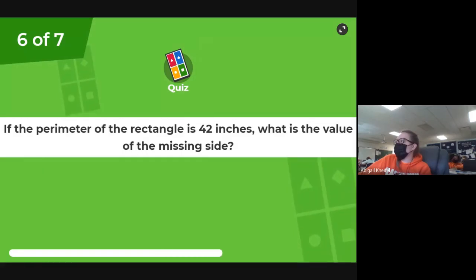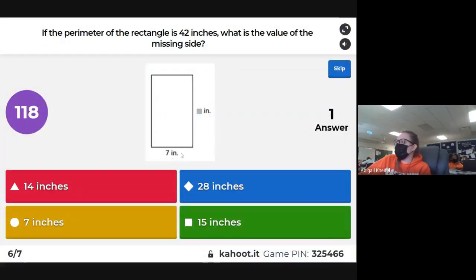If the perimeter of a rectangle is 42 inches, what is the value of the missing side? Ooh, that's a good question. So perimeter, we're adding them up. So this side is 7, this side is 7. 42 minus 14 is what? And then you need to divide that by 2. You're finding the missing number. Perimeter total is 42. 7 on this side, 7 on this side. 7 plus 7 is 14. 42 minus 14 is a number. And then you need to divide that number by 2 sides to find our missing value. What's our missing number? These are good questions. They make your brain think.